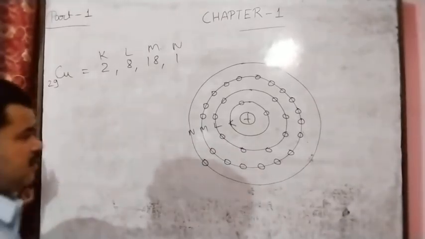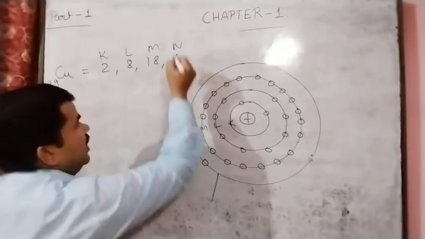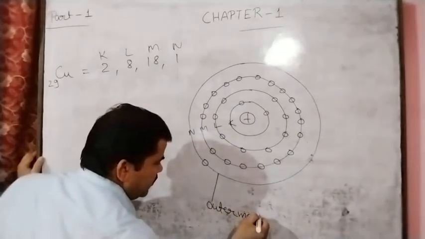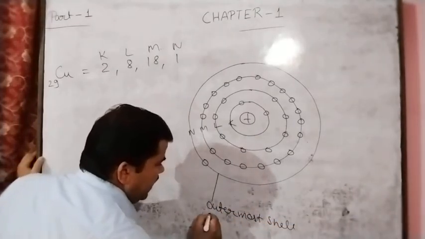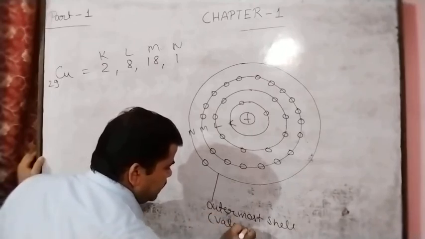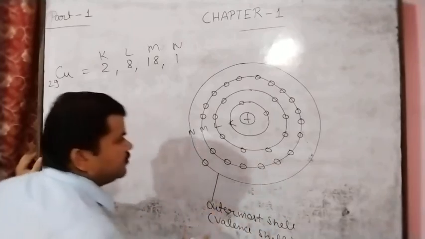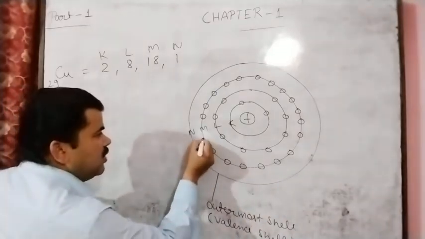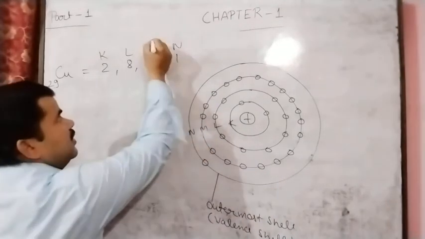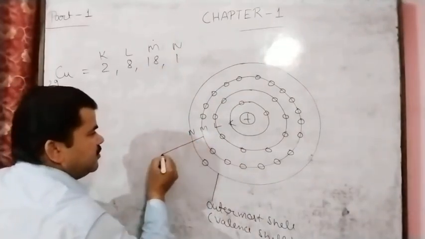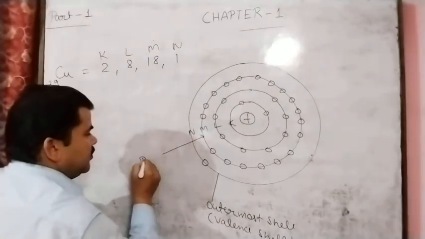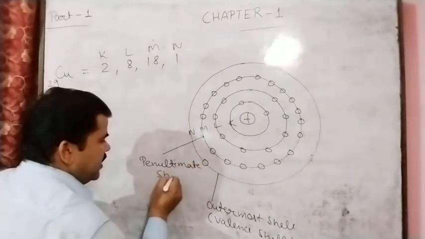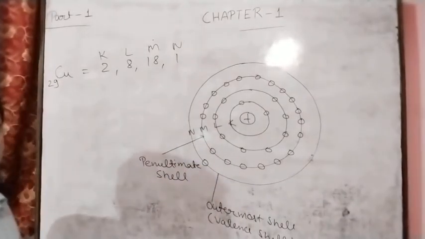So this N shell is the outermost shell, and we can also say the valence shell. And the penultimate shell is the second outermost shell, which is the M shell. Penultimate shell means second outermost shell.